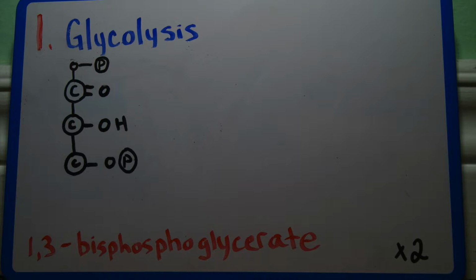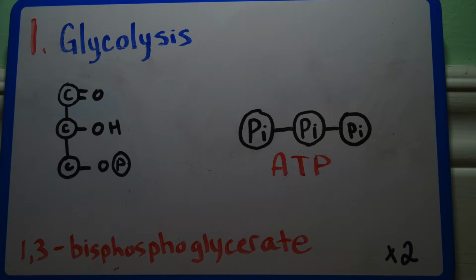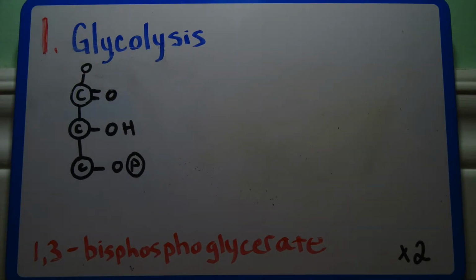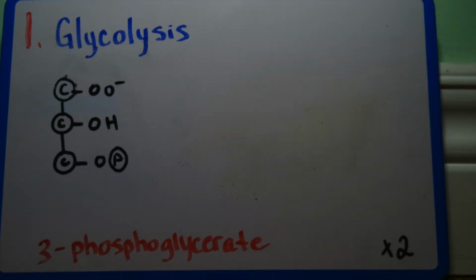In the 7th step, one of the 2 phosphate groups on the 1,3-biphosphoglycerate will be transferred to ADP, and it'll produce the high-energy molecule ATP. This is called a substrate-level phosphorylation reaction. And our 1,3-biphosphoglycerate molecule will now be turned into a 3-phosphoglycerate molecule. In the next step, we'll see a mutase reaction.